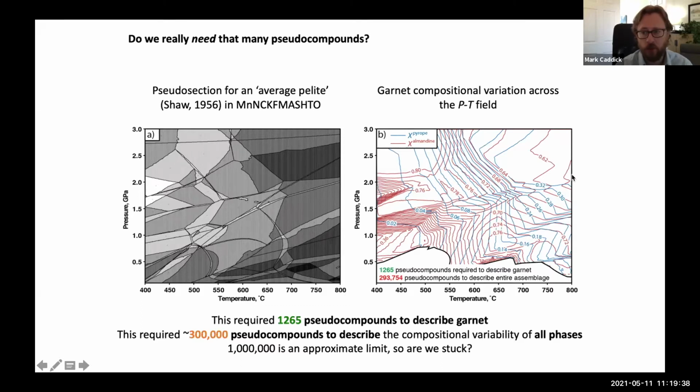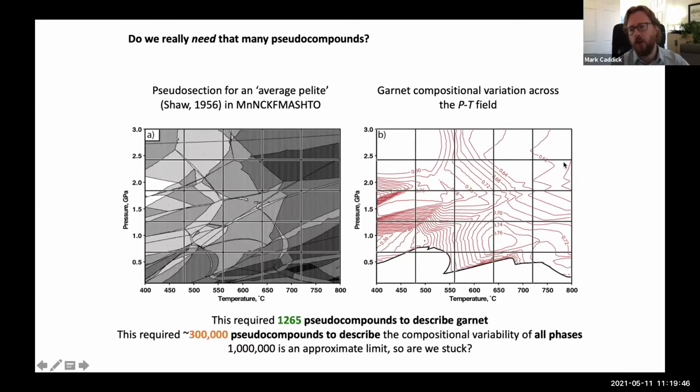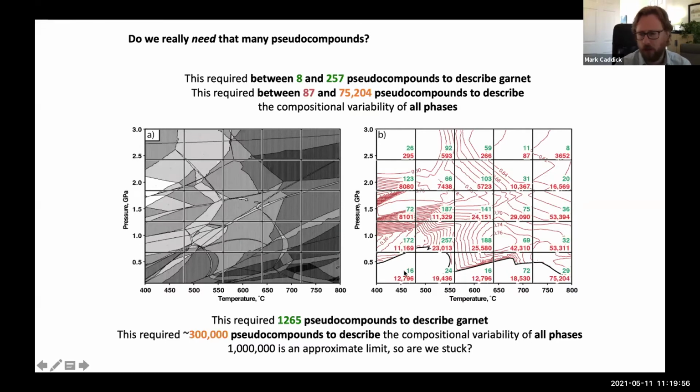And so essentially all Paralyzer does is it thinks about this problem and splits it into smaller chunks. Of course, it doesn't know a priori how many pseudo compounds are going to be needed. Anyway, what I do here is split this into 25 chunks. Each one of those 25 chunks, this one only needs 16 pseudo compounds to describe garnet at the same resolution. This one needs almost 13,000 to describe all of the minerals. If we look at all of these, even the most complex region only needs 75,000 pseudo compounds, which is a lot less than the 300,000 for the entire box.